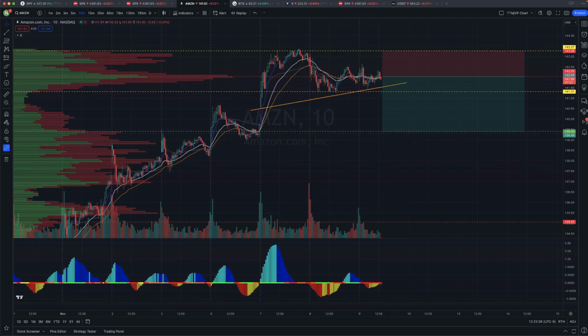And then so we talked about making sure that we honor, if we break this level, if we're playing a 10-minute chart, it has to be a break of that level on a 10-minute candle. Then we cut it, and then we have a 2 to 1 risk reward.